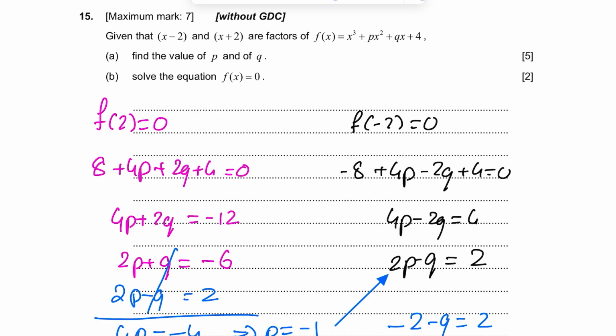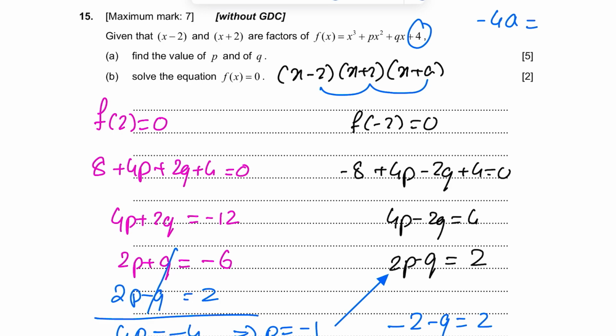Solve the equation f of x equals 0. Now we come to know that x minus 2 and x plus 2 are the factors. So x minus 2 times x plus 2 times x plus a should be equal to the cubic. Now take the constants. Minus 2 times 2 times a should be equal to the constant 4. So negative 4a should be equal to 4, so a equals negative 1.